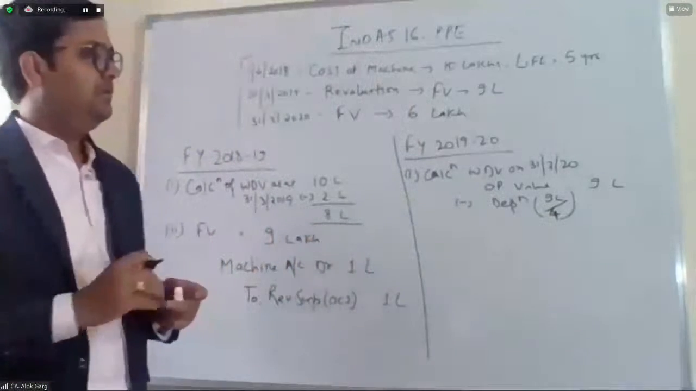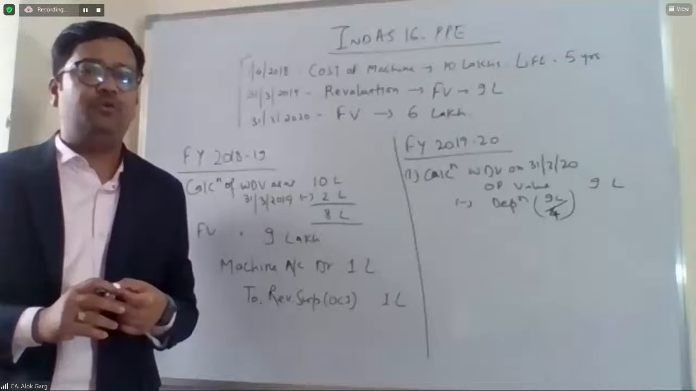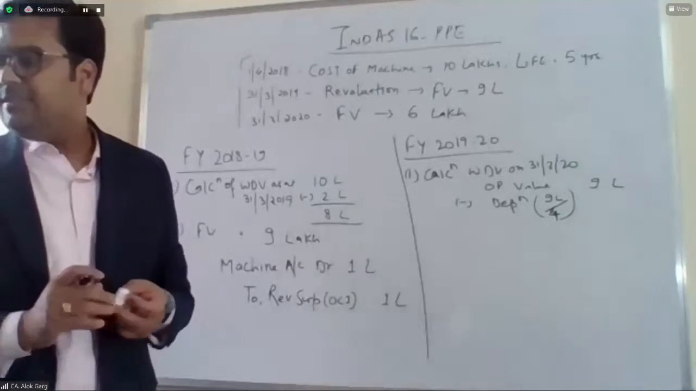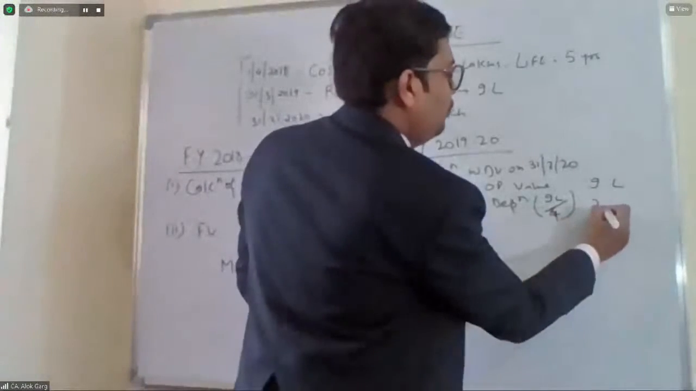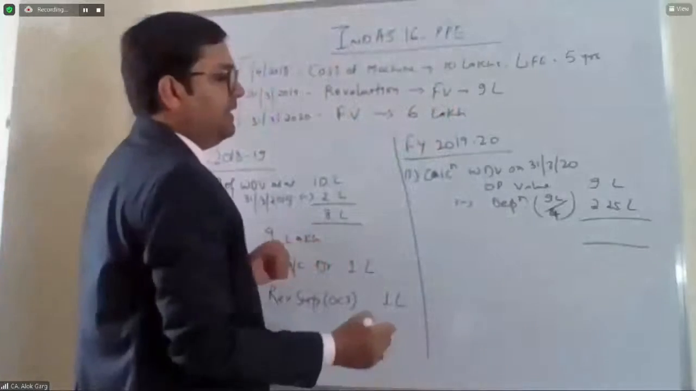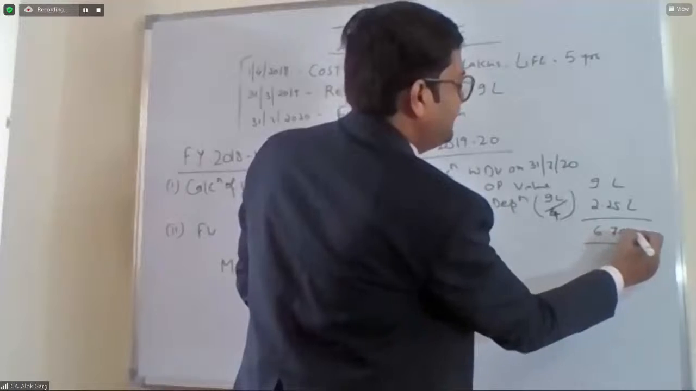9 divided by 4. 4 2s are 8, and it is 2.25. Am I right? Yes, 2.25 lakhs. So what is the WDV? 9 minus 2.25, 6.75 lakhs.